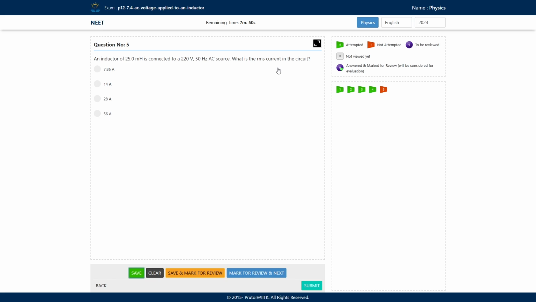Last question, an inductor of 25 millihenry is connected to 220 volt 50 hertz AC source. What is the RMS current in the circuit? This is the same question as the example. So what was the RMS current in the circuit? We calculated, I guess, 28 ampere. Yes.